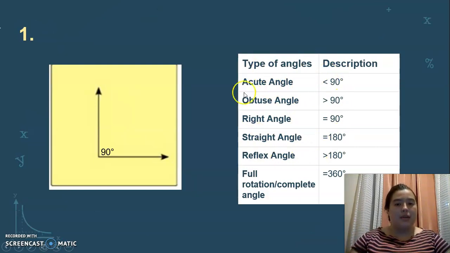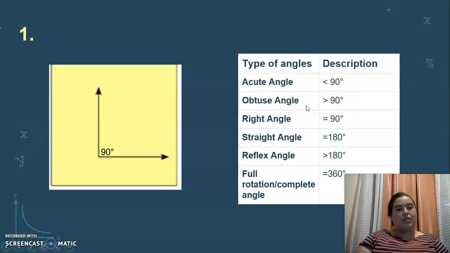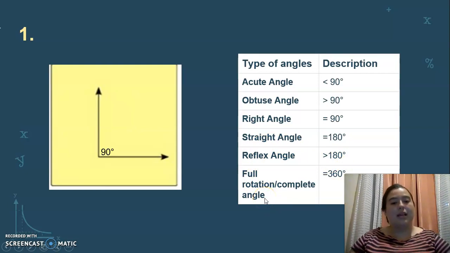So we are going to see some examples. Here we have a table with the types of angles and their descriptions. As you remember, an acute angle is less than 90 degrees. An obtuse angle is greater than 90 degrees. A right angle equals 90 degrees. A straight angle is exactly 180 degrees. A reflex angle is greater than 180 degrees. And a full rotation or complete angle equals 360 degrees.